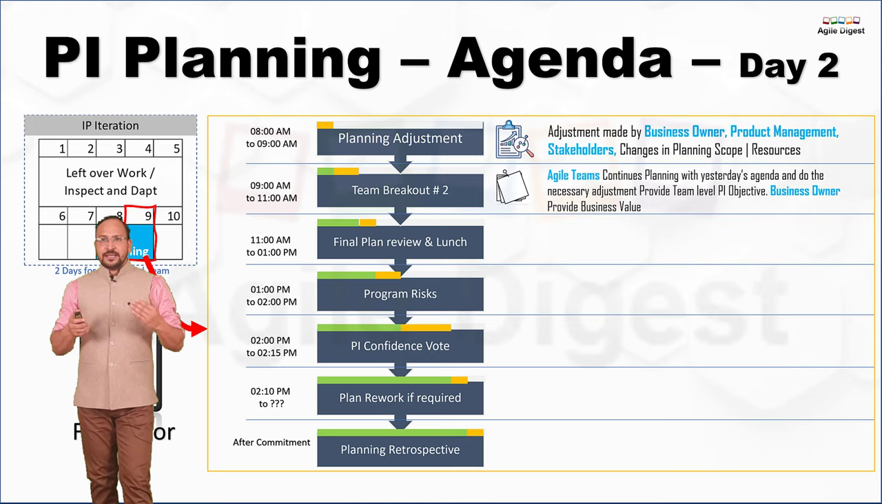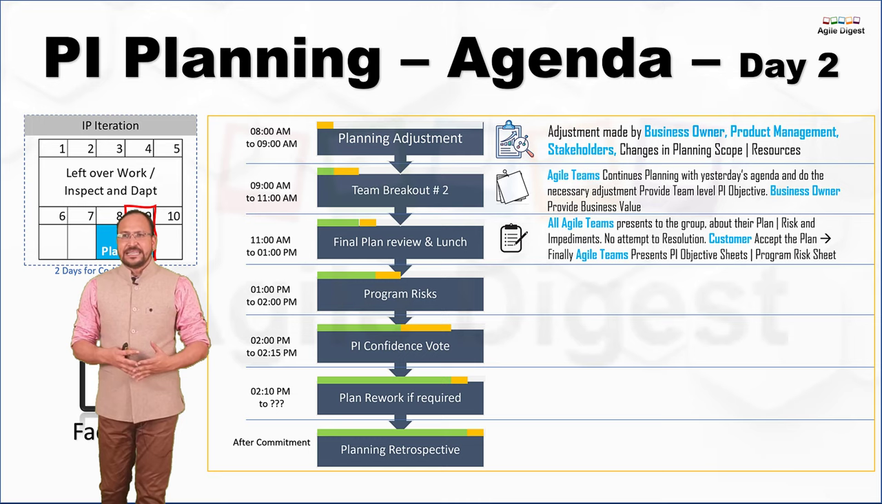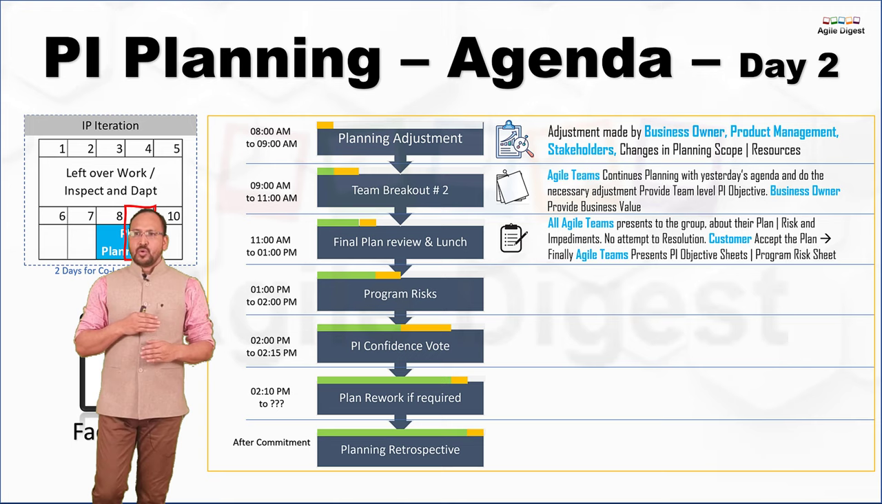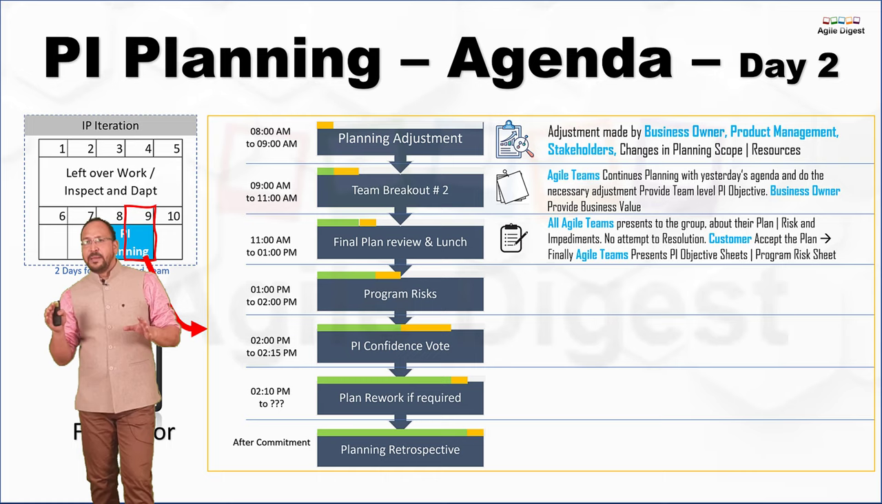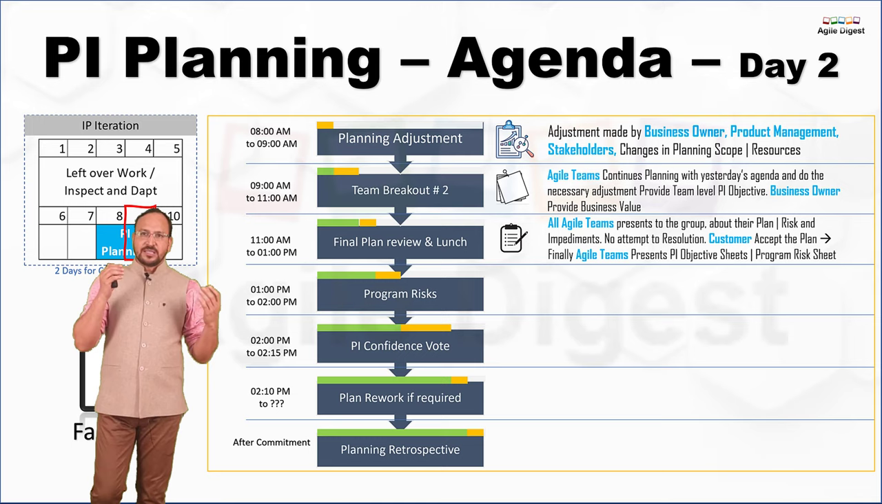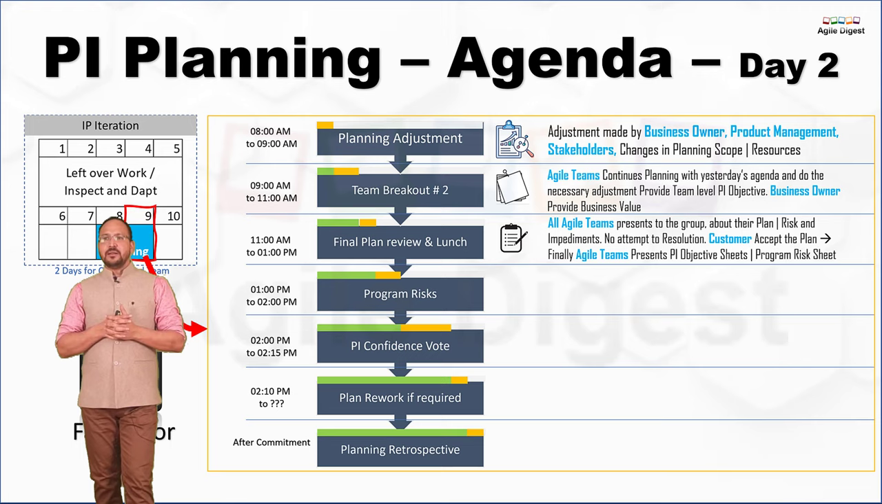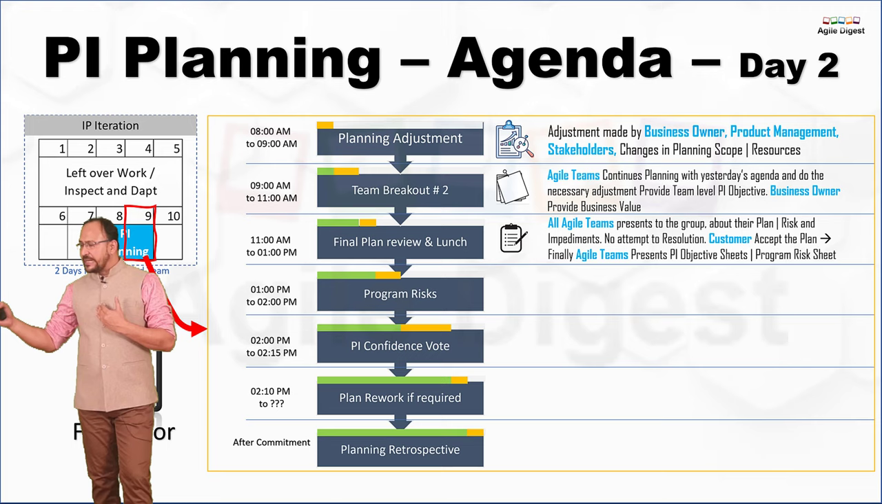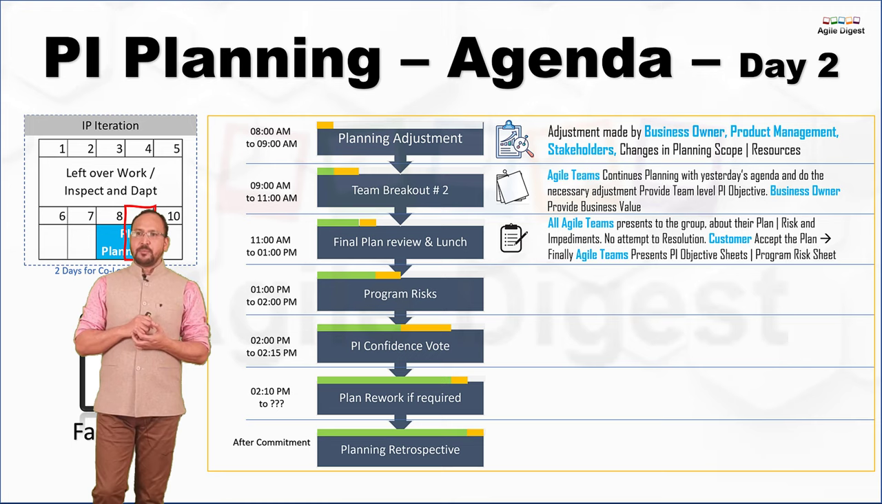The third step, 11 a.m. to 1 p.m., we'll talk about all agile teams presenting to the group about their plan, risks, and impediments. No attempt at resolutions. So we are not making any resolution of the risk. We are just identifying it. The customer, or the end user, your stakeholders or business owner, will accept the plan. And finally, the agile team will present the PI objective sheets to all the stakeholders, and also the risks they identified for the program, which will also get updated by your RTE.